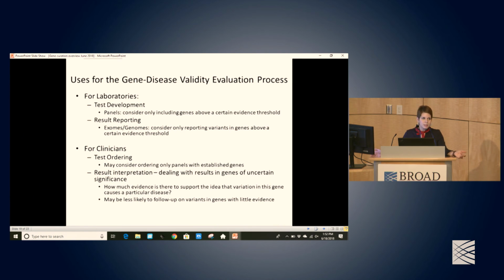So how might you use this type of information? Kind of going back to what we talked about in the beginning, for clinical laboratories, they could consider using something like this in their test development. So maybe if they are creating new multi-gene panels, they can consider only including genes above a certain evidence threshold. Perhaps even in their result reporting, they would consider only reporting variants in genes above a certain evidence threshold. Perhaps for clinicians, when they're ordering tests, they may want to consider only panels with established genes, because as you might imagine, if a panel is overloaded with these genes of uncertain significance, you are going to get a lot more VUS back, and that's potentially confusing for both the clinician and the patient.